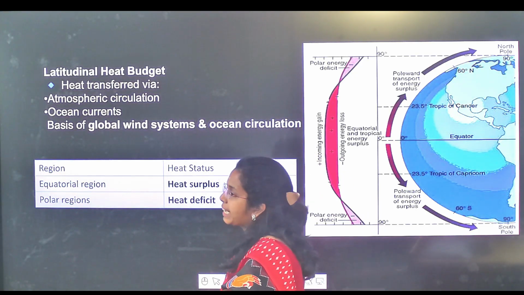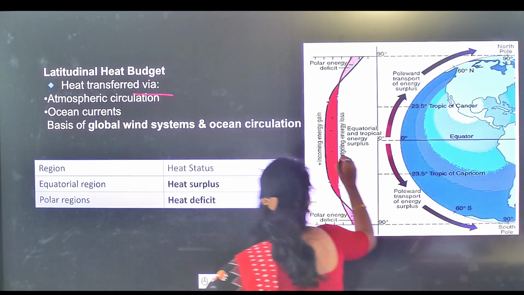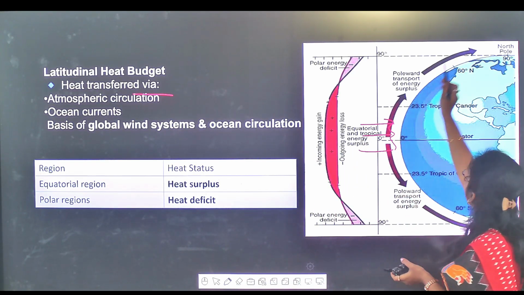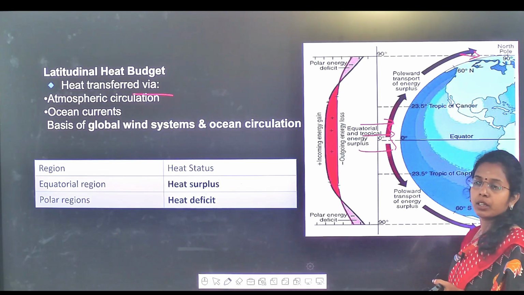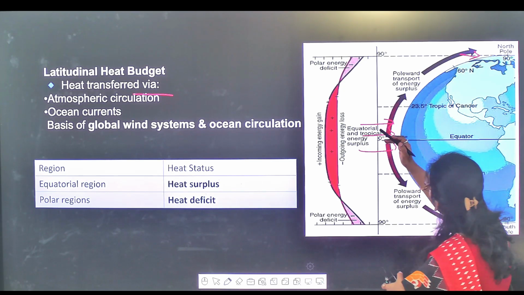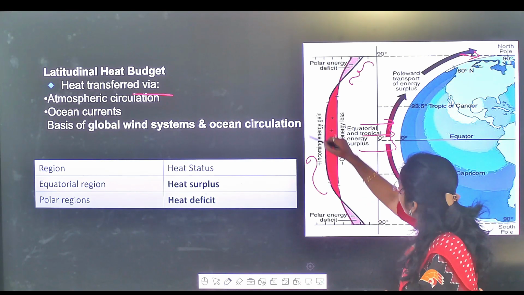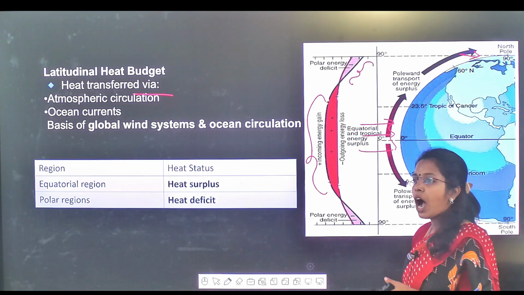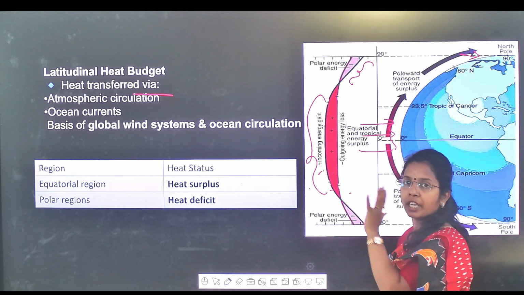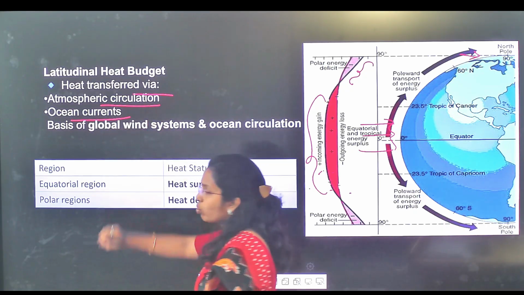Now, latitudinal heat budget. When you see the latitudinal heat budget, you will see more insolation at the tropics. At the poles you don't see that much incoming solar radiation. Here at the poles you will see energy deficit, while here incoming solar radiation is more. How is this excess transferred to deficit places? Through atmospheric circulation and ocean currents.